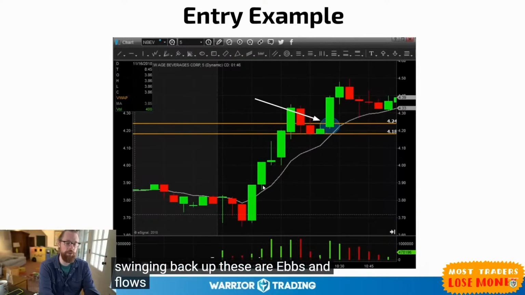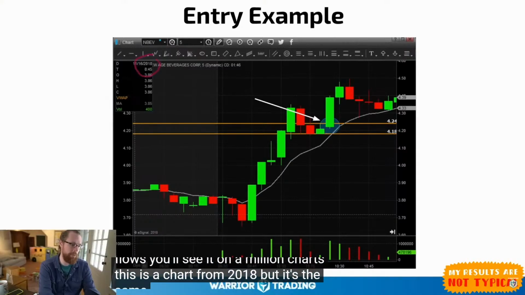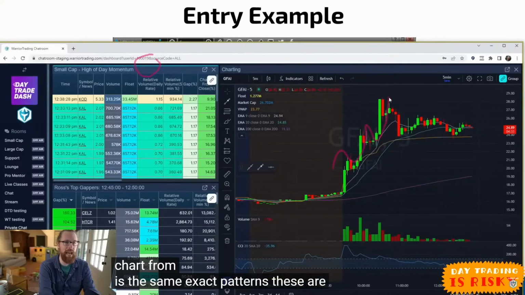These are ebbs and flows. You'll see it on a million charts. This is a chart from 2018, but it's the same exact pattern that you'll see on a chart from today. These are the same exact patterns. These are the ebb and the flows.